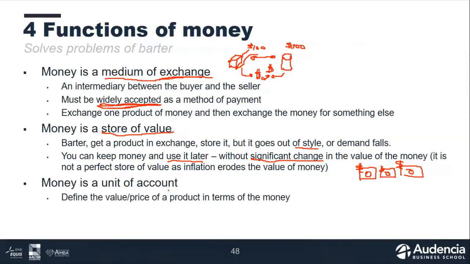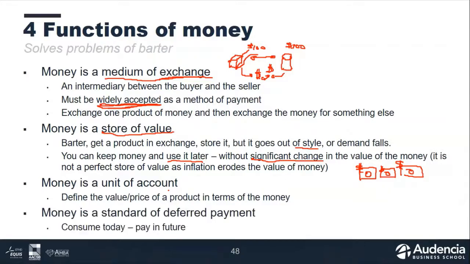Third, money is a unit of account. We measure the value of something in terms of money, in terms of the currency we use. So we'll measure in euros or dollars or yen or whatever. And lastly, money is a standard of deferred payment. I can consume a product today, emit a bill, and pay in the future. I don't have to do things at the exact same time.